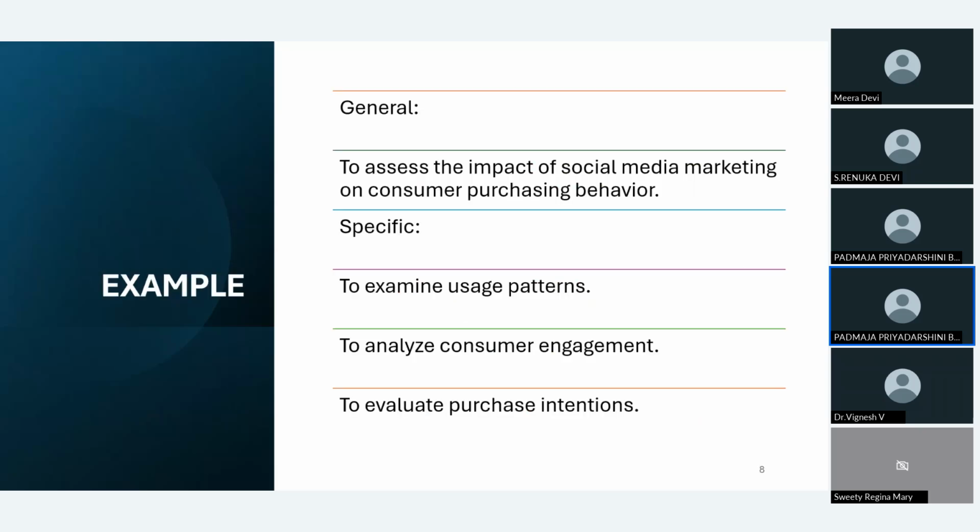Let us take an interesting example: to assess the impact of social media marketing on consumer purchasing behavior, a very easy and common example which is close to the heart of many researchers. So this is a general objective. We want to know how purchasing behavior is happening with respect to consumers, and to assess whether social media marketing is impacting consumer purchasing behavior.